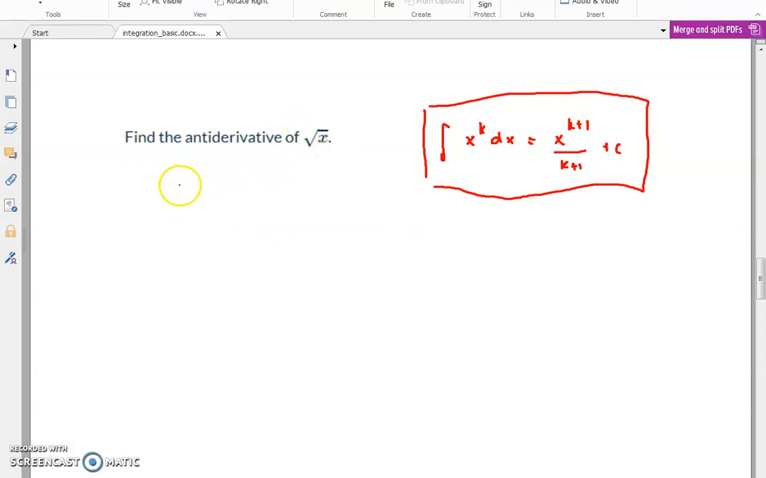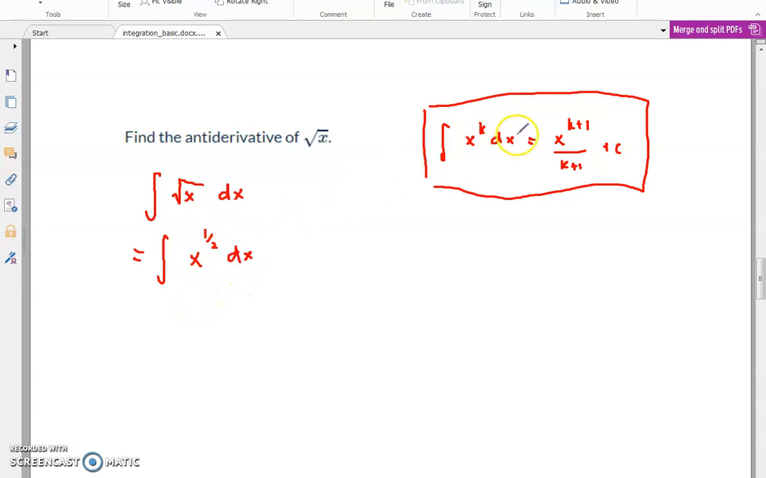Here we need to find the antiderivative, same as the previous one. We are going to integrate the square root of x with respect to x. But if we look at a square root, what you should bear in mind is that we can change it in terms of power, where a square root is actually a power of half, or power of 1 over 2. Here we can change it into the integral of x to the power of 1 over 2 dx.